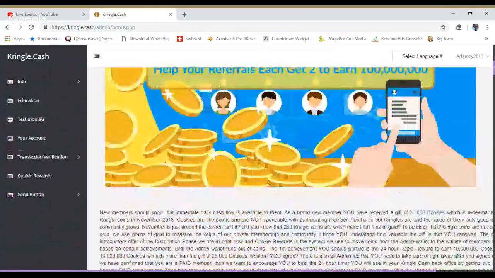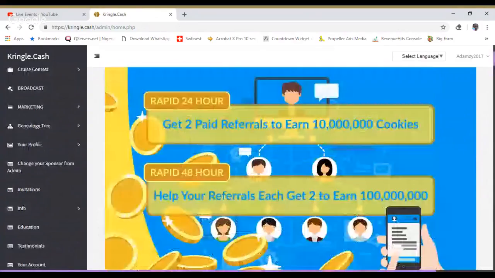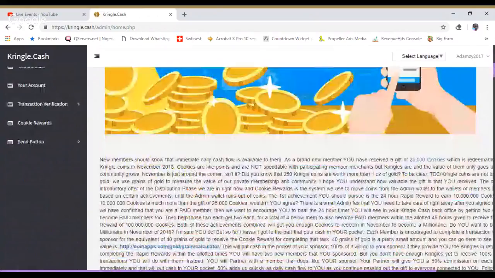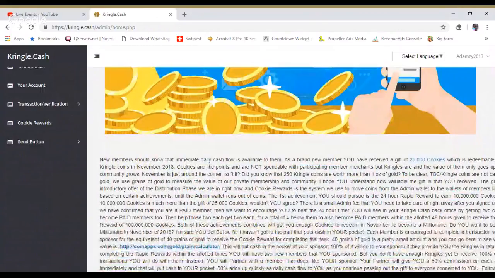So we are going to read it manually like this. I'm just sharing it based on my understanding. So let's see what the admin has put in writing. When you want to read about it in your dashboard, you come down. You see, a new member should know that immediate daily cash flow is available to them. As a brand new member, you receive 25,000 cookies, which is redeemable in Kringles in November. Yes, November is our redemption period.